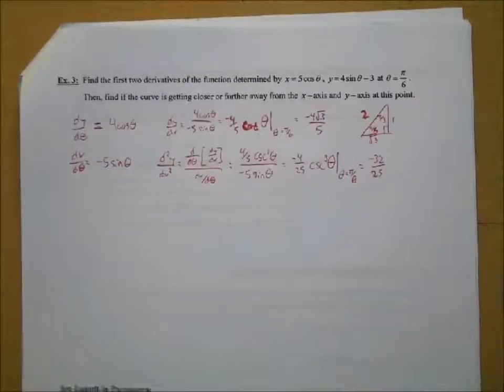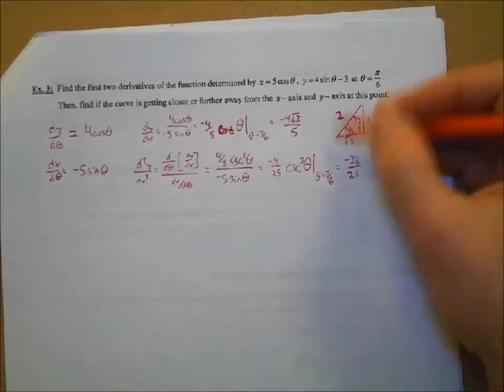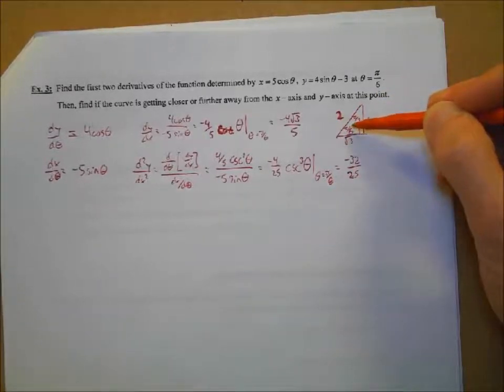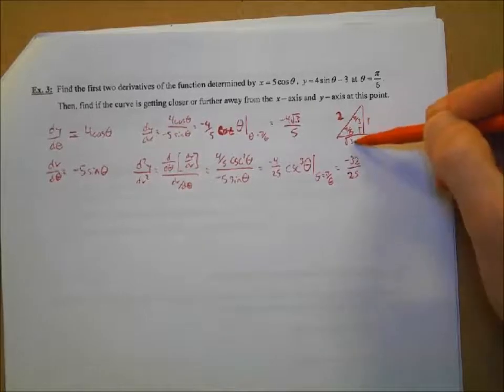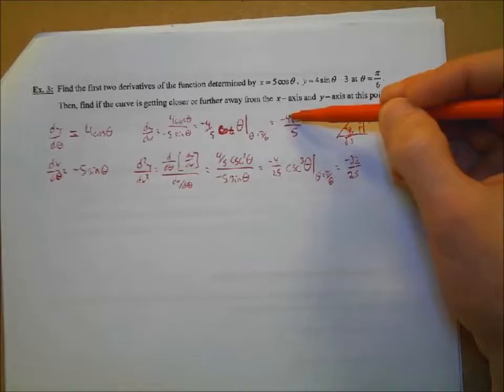If you're uncomfortable evaluating cotangent at pi over 6, remember your reference triangles. Cotangent is the reciprocal of tangent. Tangent is opposite 1 over adjacent root 3, so cotangent of pi over 6 would be root 3 over 1. So it's just negative 4 root 3 over 5.